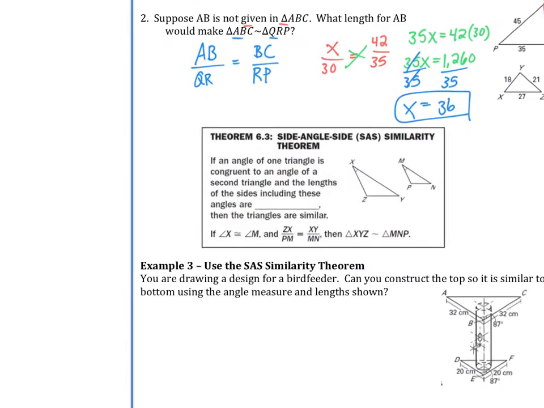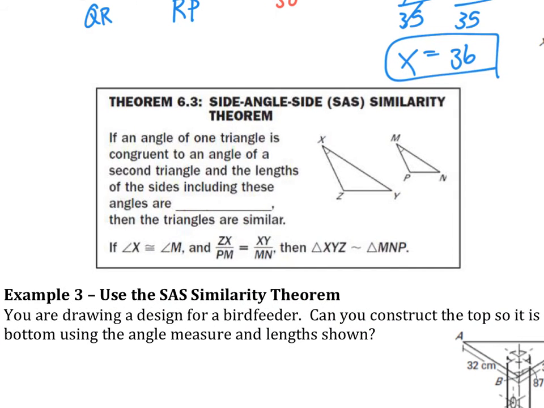The next one is side angle side similarity, where one angle of a triangle is congruent to an angle of another triangle, and the lengths of the sides, including these angles, are proportional. So if you see the angles that are marked, the sides that are making up that angle, that are including that angle, those are the sides that have to be proportional.